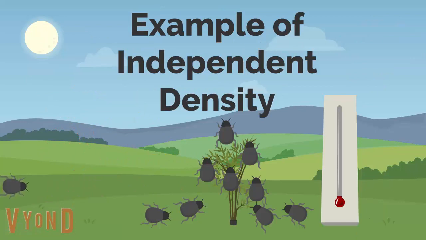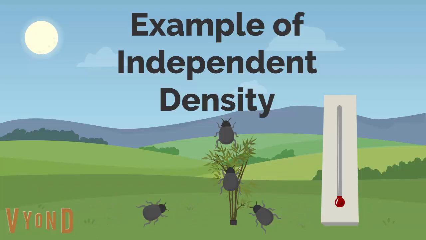Some populations can experience a sudden rise and decline in population according to the seasons. These aphids will dramatically decline when the temperature changes. The temperature change is a density-independent factor.